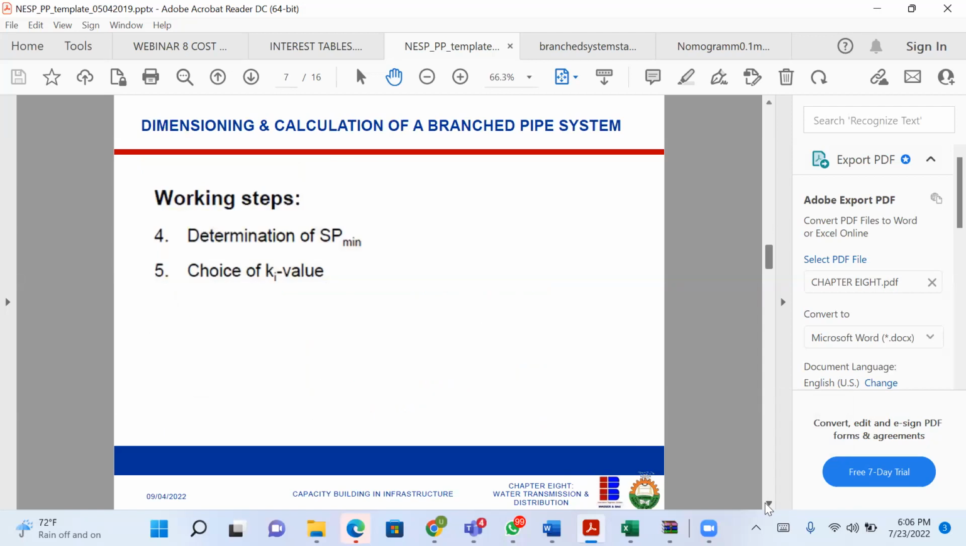Then the next thing, determine the minimum service pressure. Okay, what is minimum service pressure? Oh, we did it last week. Minimum service pressure is the base pressure you want for the network. If you are doing a design where you have a 4-story building, you don't use the person at the ground floor to do your design. You use the person at the 4th floor. The pressure of the person at the top floor becomes your minimum service pressure, your baseline, because that is the person you need to satisfy.